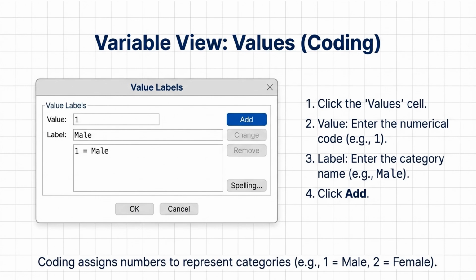Values or coding. Values is used to code the categorical variables. If we have a gender variable having two categories, code 1 for male category and code 2 for female category. Click the values cell, in value enter the numeric code for male, 1, and in label enter the category name, male, and click the add button and press OK.